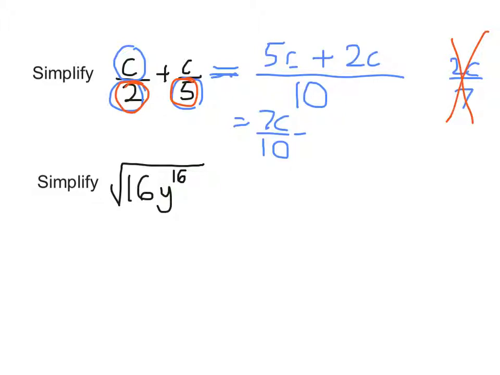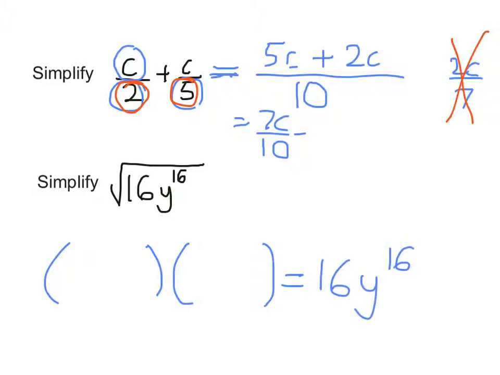Now, we're looking for the same number that will multiply together to give us 16y to the power of 16. So what number will give me 16? Well, 4. Now, what power of y will multiply together to give me y to the power of 16? Well, let's look at what most of you did, which was y to the power of 4.